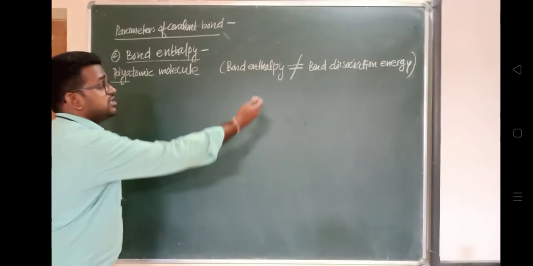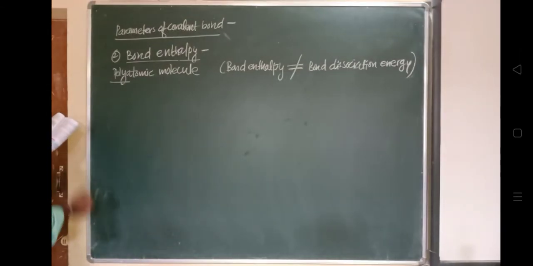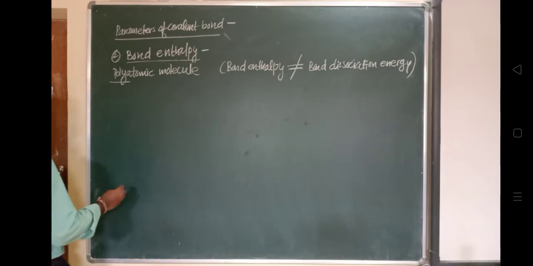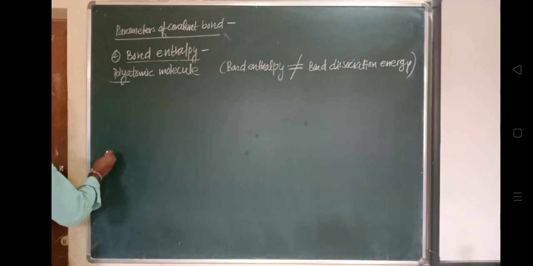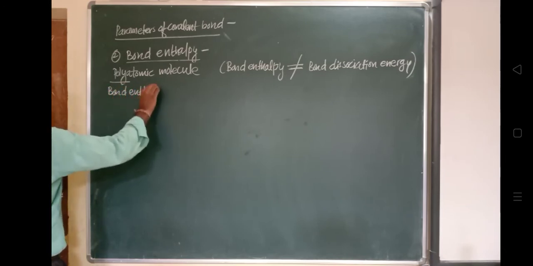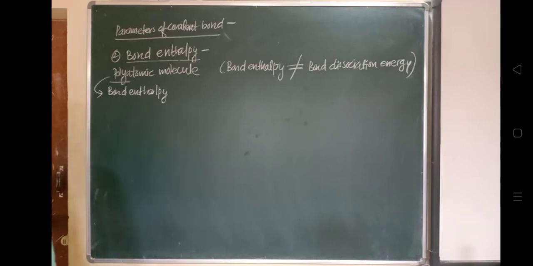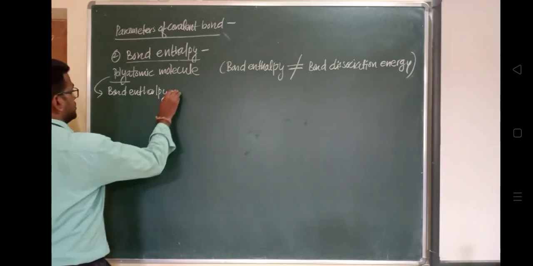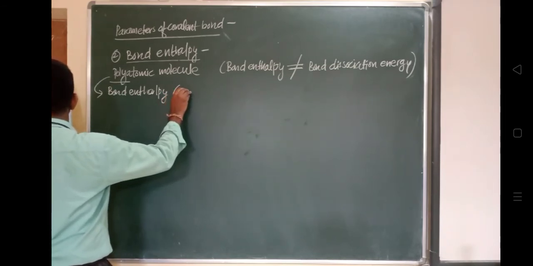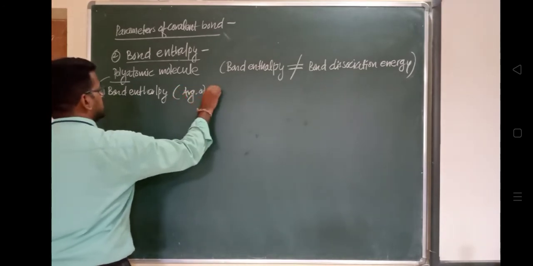So it is taken as the average of the sum of successive bond dissociation energy. We will understand what this bond dissociation energy is. In this way, bond enthalpy for a polyatomic molecule is to be calculated.